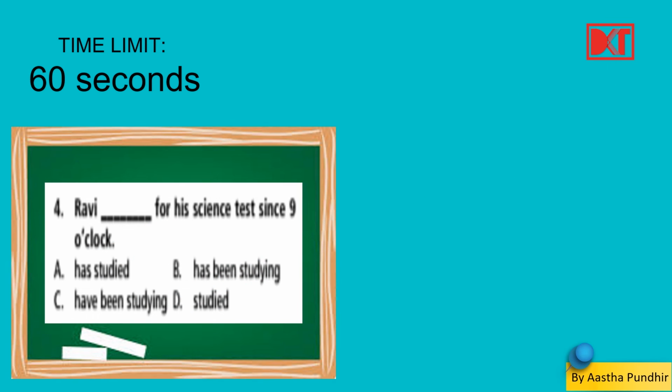Okay, here Ravi dash for his science test since 9 o'clock. A, has studied, B, has been studying, C, have been studying, or D, studied. Now here the answer is B, has been studying. Again we can apply our trick here because there is no present continuous option given. So quite easily the answer becomes B.